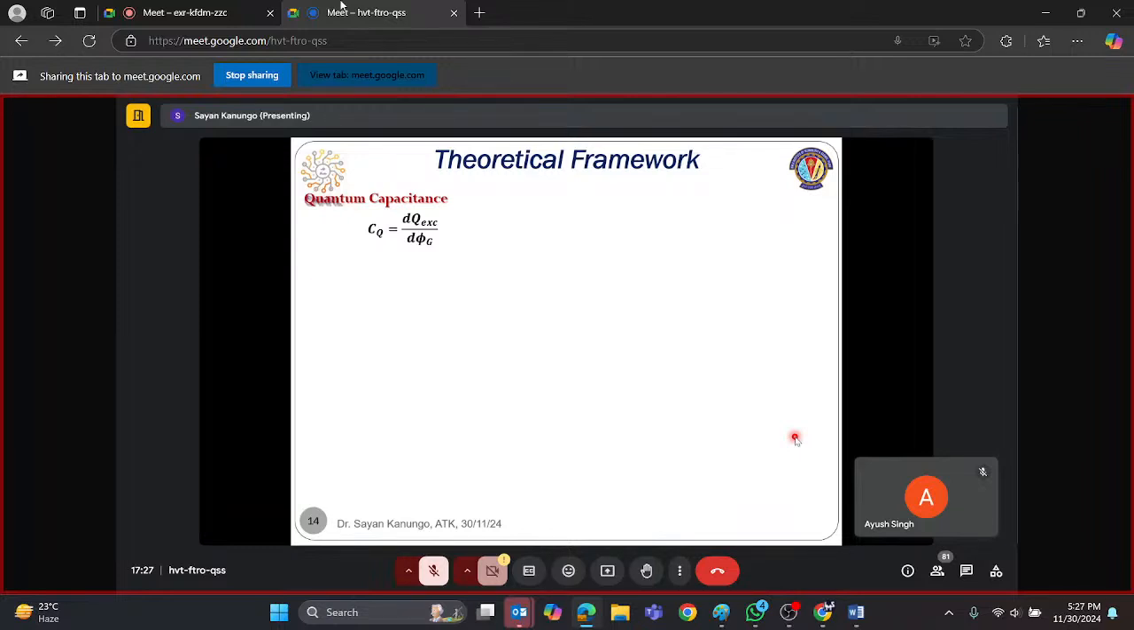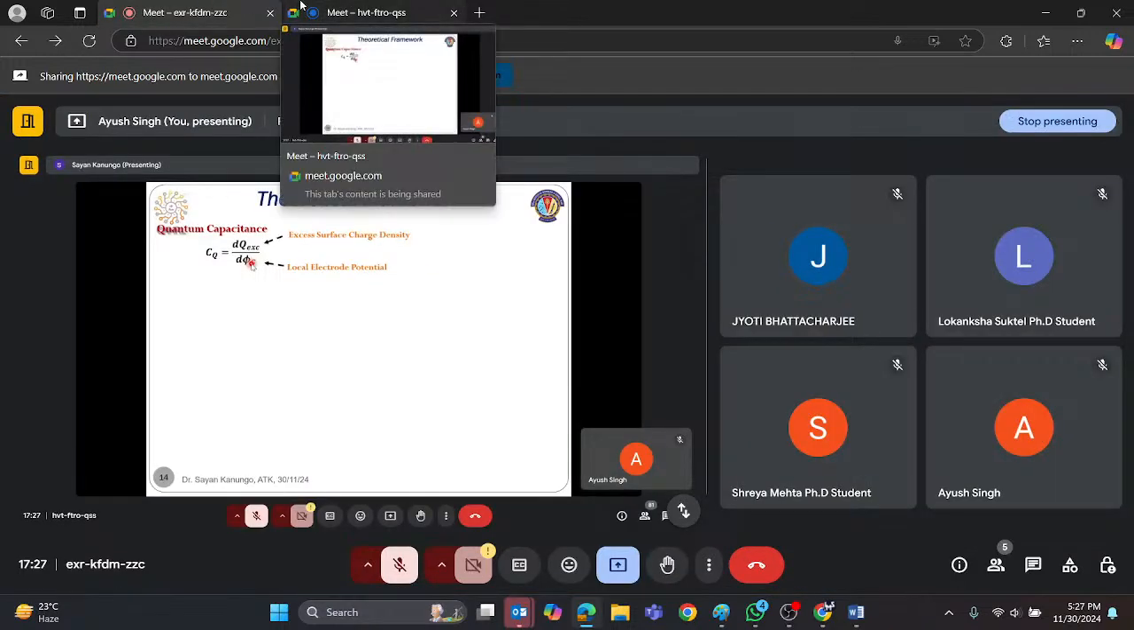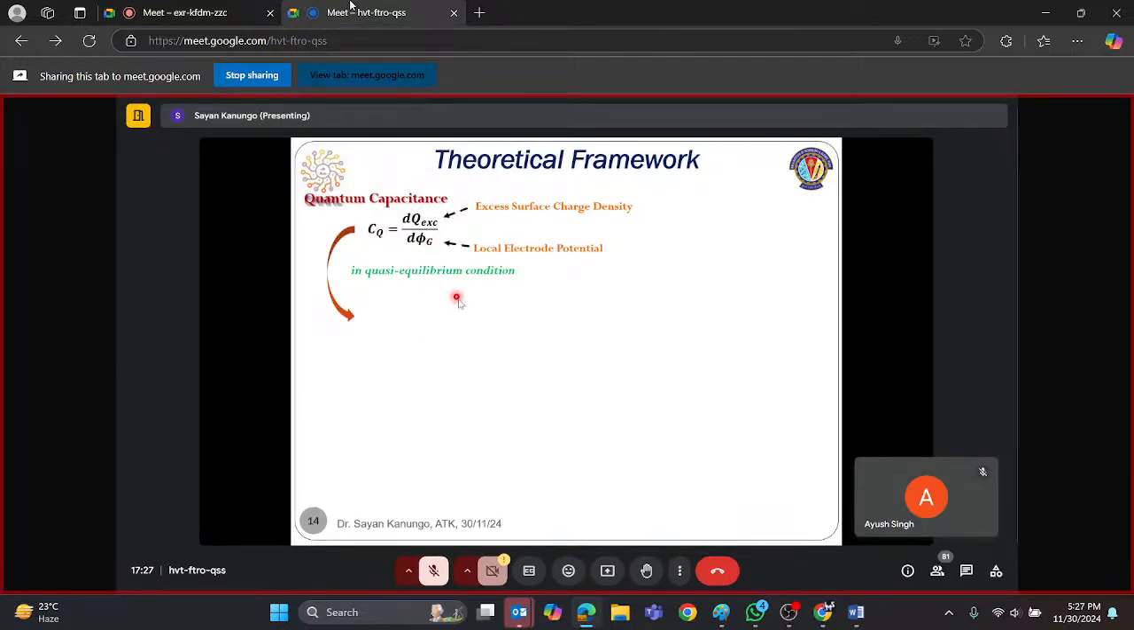What is a quantum capacitance? As I mentioned before, the quantum capacitance is the intrinsic capacitance of the 2D material system, which can be viewed as the rate of change of excess charge density with respect to the local electrode potential. Now, under quasi-equilibrium condition, the quantum capacitance can be expressed by this particular expression, which involves two distinct factors, namely the density of states, which represents the material property of the 2D material system under question, and the second factor is the thermal broadening function. This thermal broadening function is given in this particular expression.